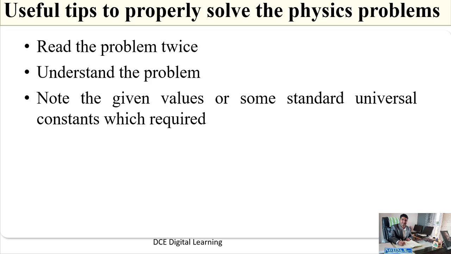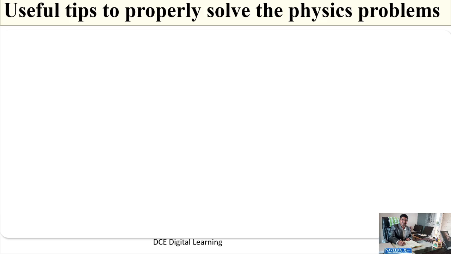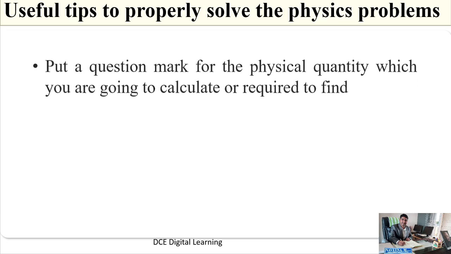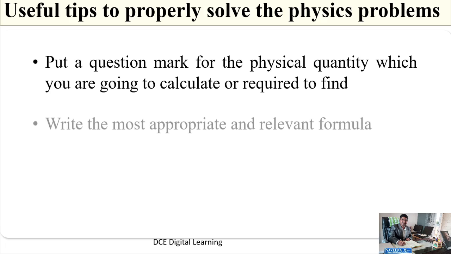Note the given values and some standard universal constants which are required for the given problem. Convert all the physical quantities into the same system of units, let's say CGS or MKS system of units. Put a question mark for the physical quantity which you are going to calculate or are required to find.